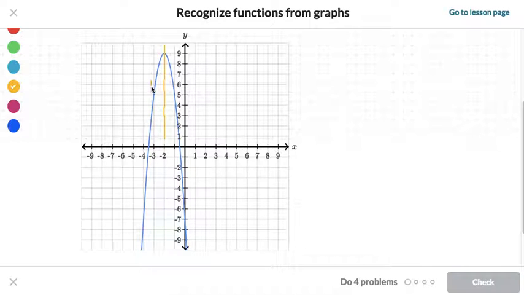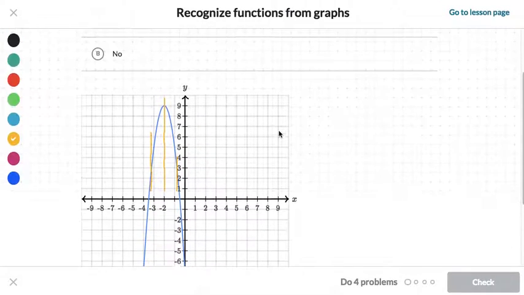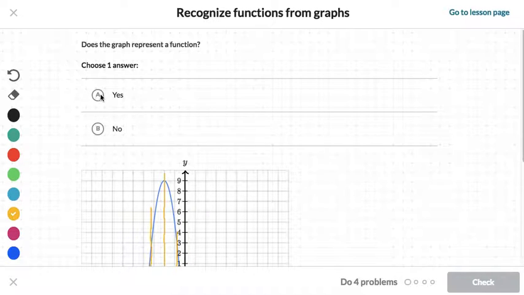It applies anywhere along the line. So if I'm drawing the line along here, same situation. It's only crossing over once, right? And that's it. All it is, is a vertical line. If you can draw a vertical line down through the function, and it only crosses over once, you do have a function in your hands. So this one here is a function.